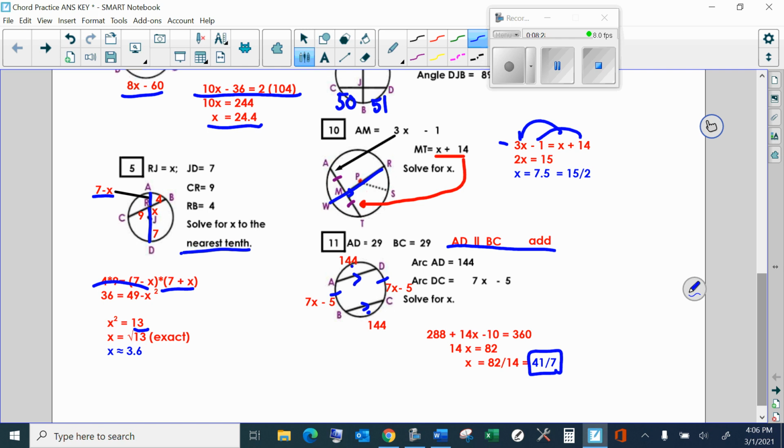That's the exact answer, but go back and read the directions. It did not ask for the exact answer. It asked for the nearest tenth. So now I put that on my calculator, round to the nearest tenth, and I get 3.6.